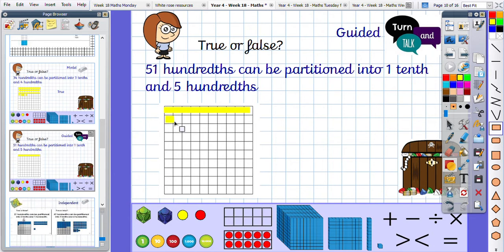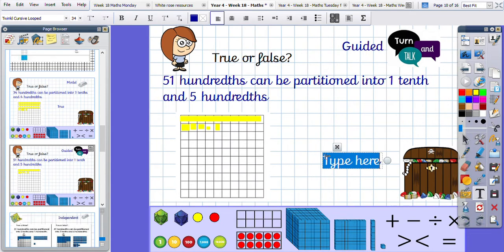1, 2, 3, 4, 5. Let's count then. So I know that I've got 10 hundredths here and 5 more. 10 and 5 is 15. Also, I'm only showing 15 hundredths here, but this says 51 hundredths. So this time it is false.